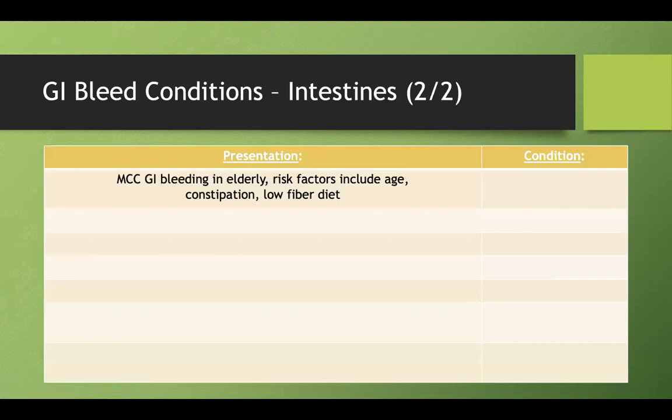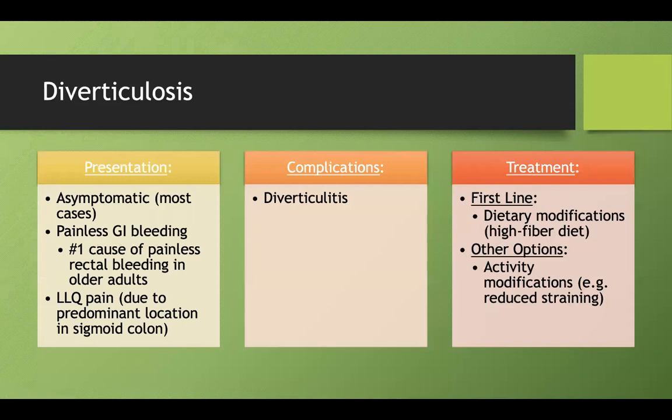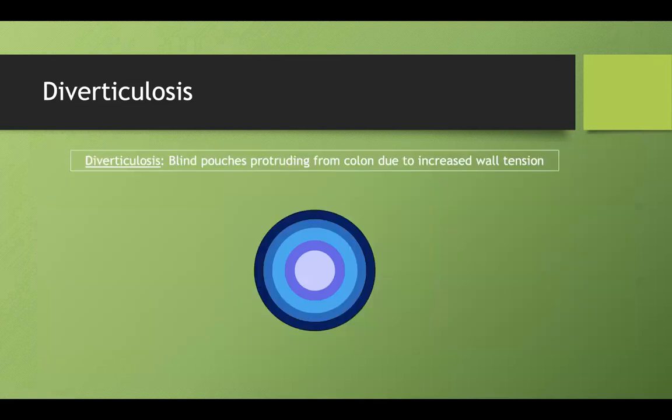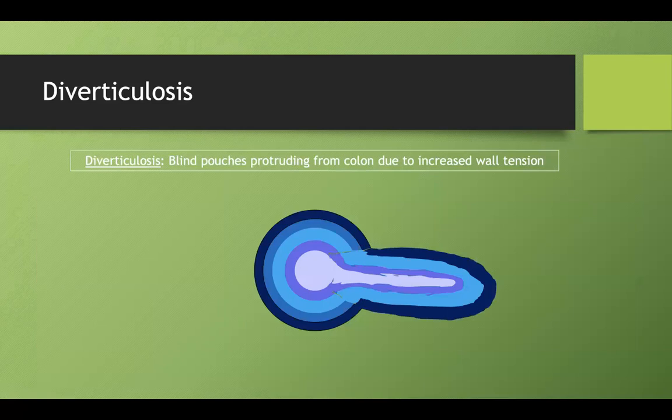So let's keep going. What's the most common cause of GI bleeding, especially profuse GI bleeding in the elderly? The risk factors will include age, constipation, and a low fiber diet. That's describing diverticulosis. If we go to our diverticulosis slide, we mentioned this painless GI bleeding before. What's happening is that there's a blind pouch that protrudes, and this blind pouch can bleed and cause the bleeding that we're discussing.